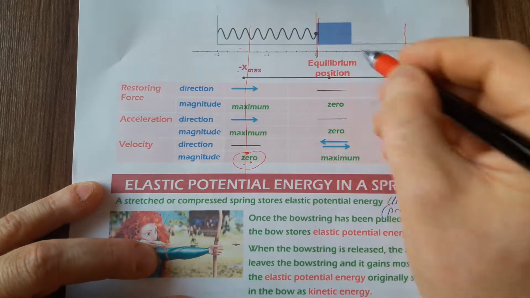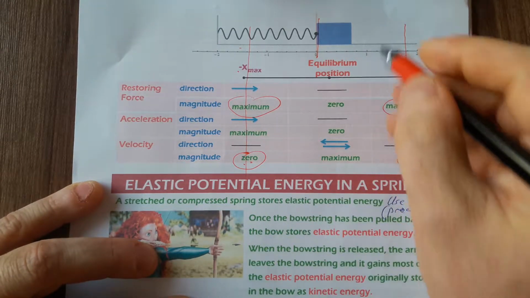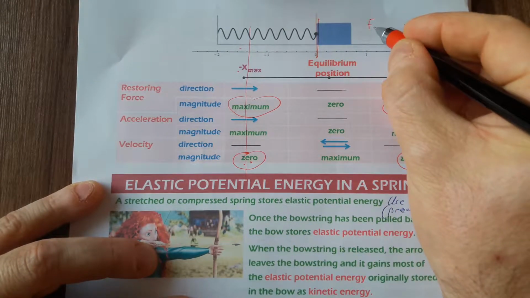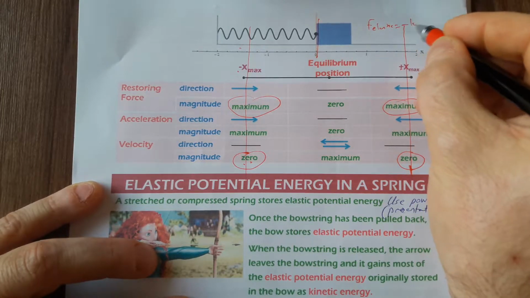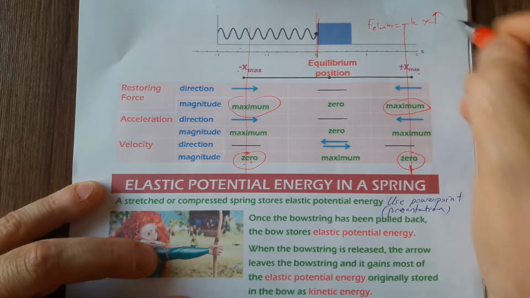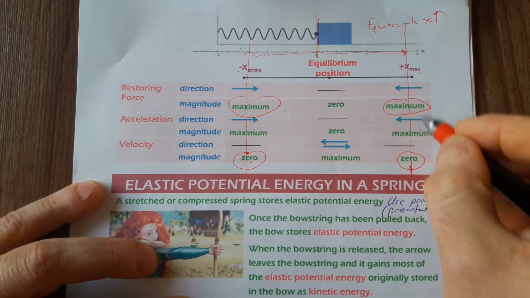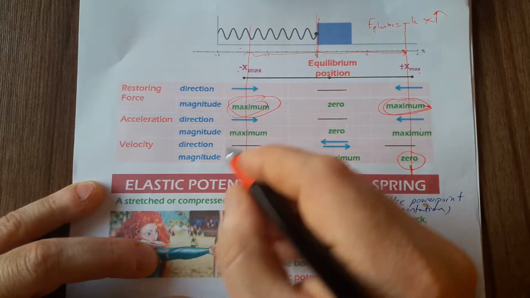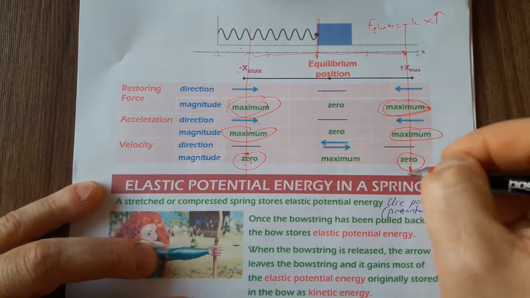At maximum displacement, right or left, the restoring force must be maximum, because the elastic force or restoring force says that it is minus k times x. If x is maximum, yes, it's the maximum distance from the equilibrium position, so the elastic force becomes maximum. If force is maximum, according to the second law of motion, acceleration must be maximum at maximum displacement.